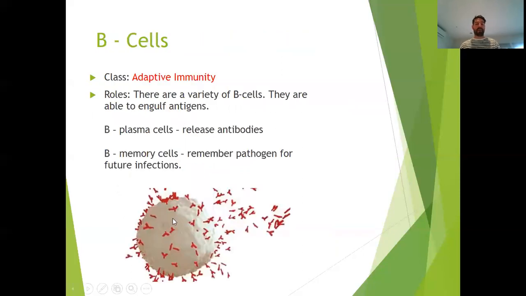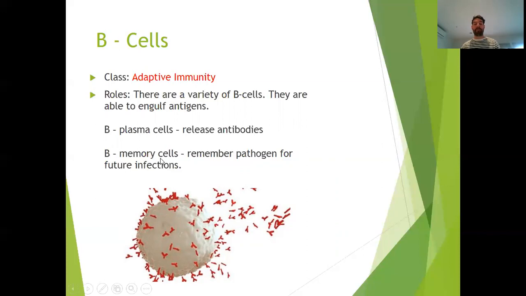When we start moving into the more specific cells, we start talking about adaptive immunity. So B cells, there's a variety of different types of B cells, but for example, B plasma cells release antibodies, and those antibodies are highly specific to whatever pathogen. So say, for example, if we were going to make antibodies for the common flu, influenza virus, the B plasma cells make specific antibodies that will only attack the influenza virus. So they're not generalized, they're very, very specific.